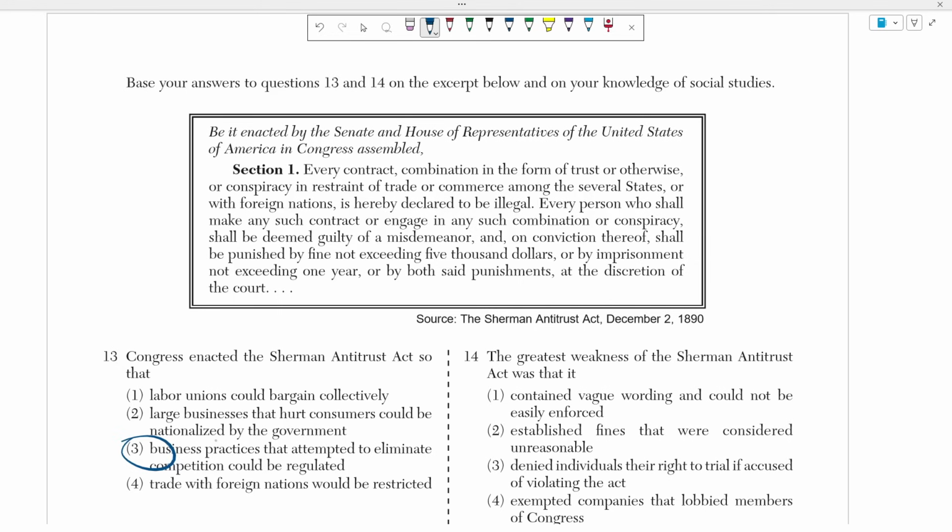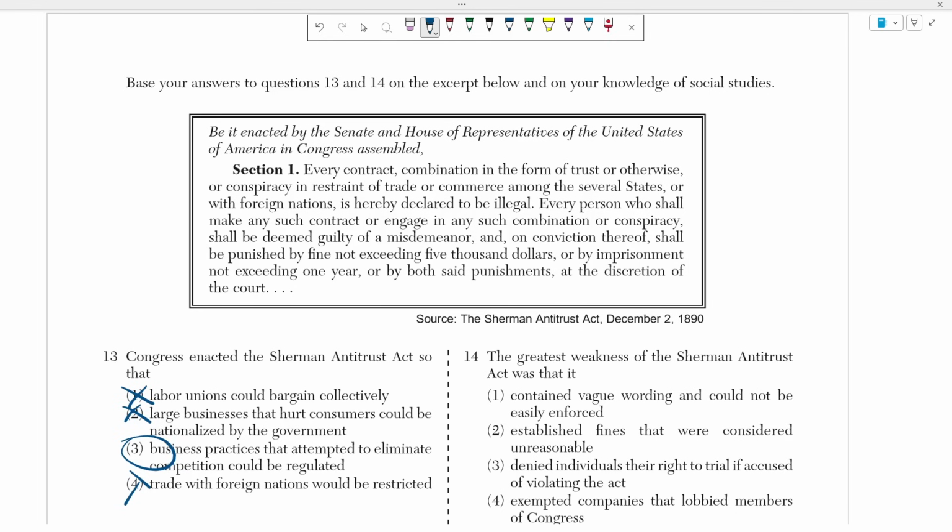So they passed that so that business practices that attempted to eliminate competition could be regulated, right? That is what a trust is, right? Trusts are big monopolies that eliminate competition, right? Choices 1 and 2 have nothing to do with the size of a business. And choice 4, trade with foreign nations could be restricted. This has nothing to do with foreign trade. If you were to read this, again, you can pretty much see that they are trying to reverse the large monopolies formed during that time.